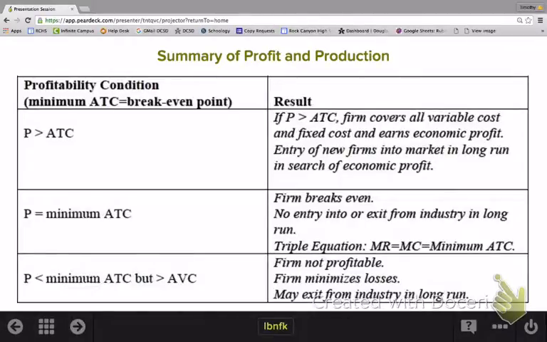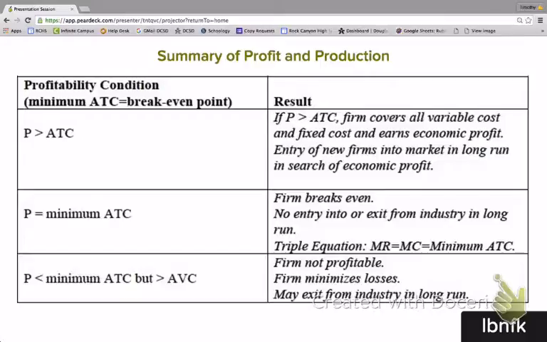And here is a summary of everything that we've talked about. I won't read this chart to you, but I would recommend that you pause the video now and review the chart on your own, because these are important concepts that you have to memorize and know about an individual firm's short-run production decision in a perfectly competitive market.